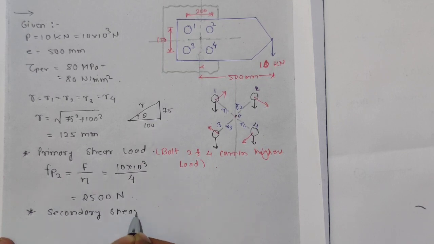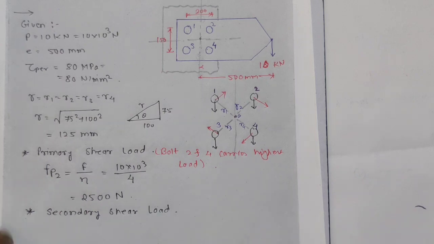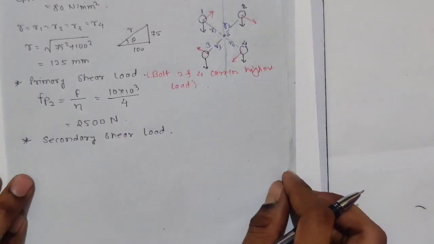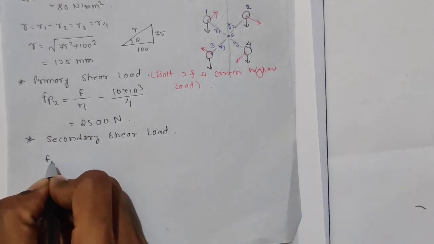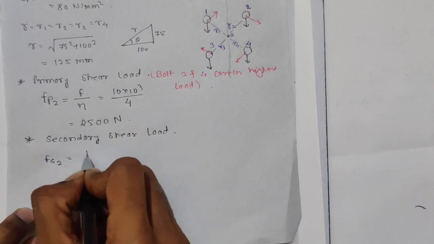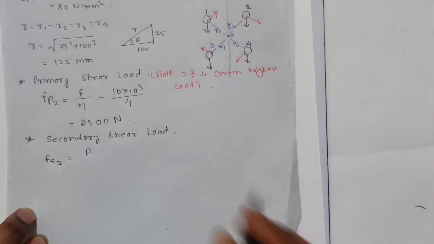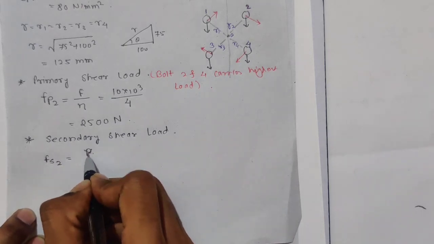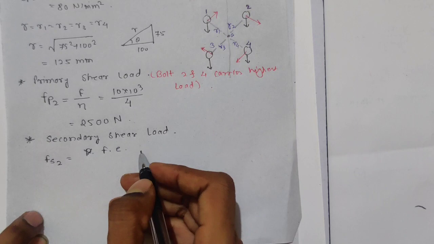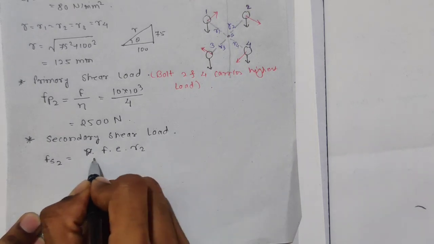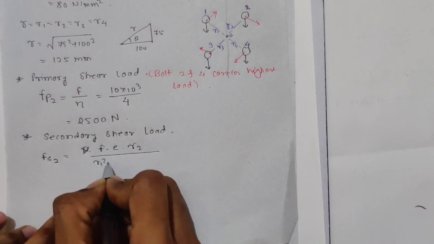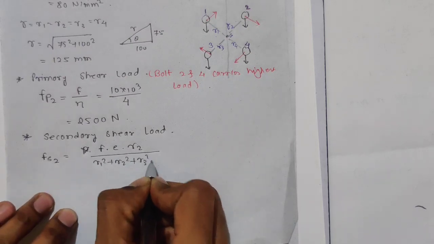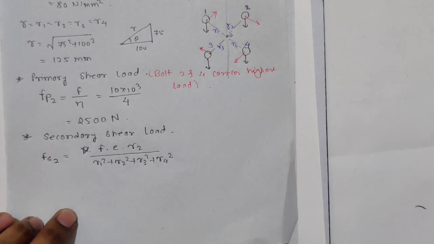Secondary shear load. Okay. So what is secondary shear load? The formula for secondary shear load is, so we want force secondary on second bolt is equal to P or force F, okay, I will make it F, eccentricity into R2 divided by R1 square plus R2 square plus R3 square plus R4 square. Okay.